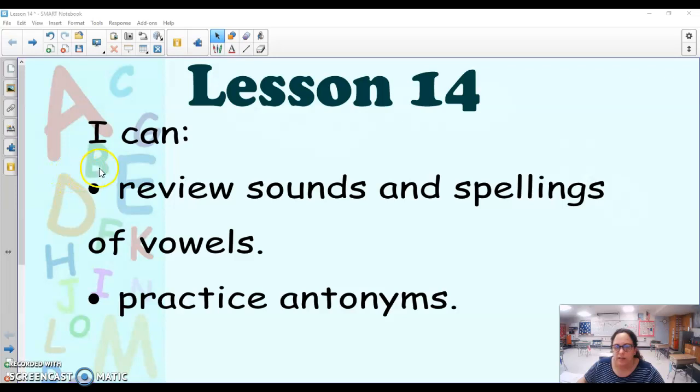Please read the I can statement with me. I can review sounds and spellings of vowels. I can practice antonyms.